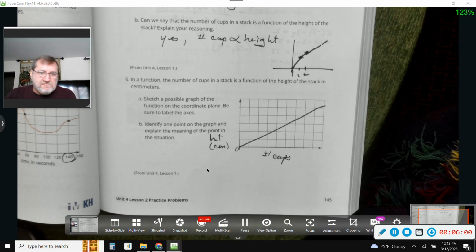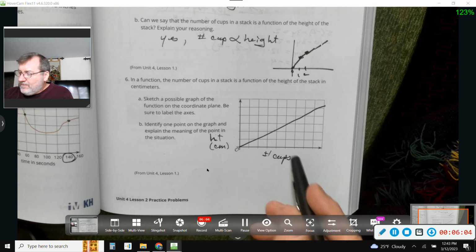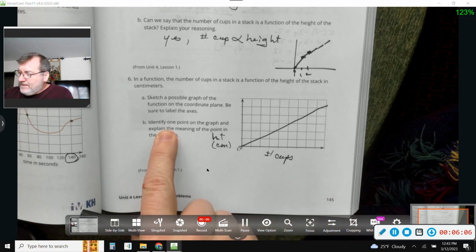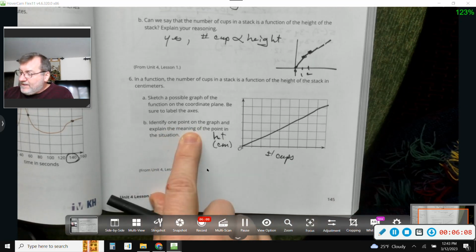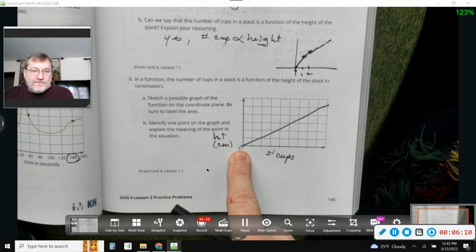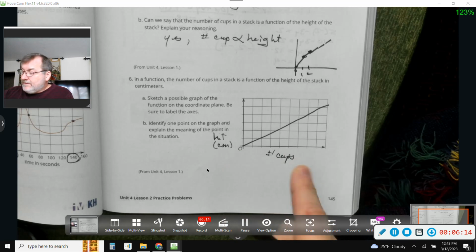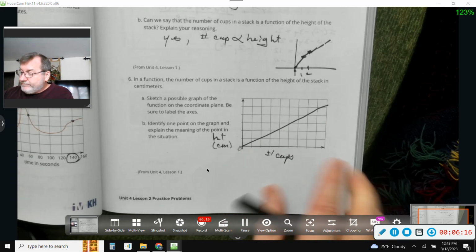Okay, so identify one point in the graph and explain the meaning. At 0 cups is 0 height, right? And so with each cup, it goes up a certain amount.